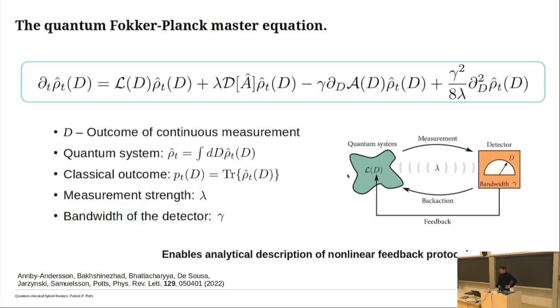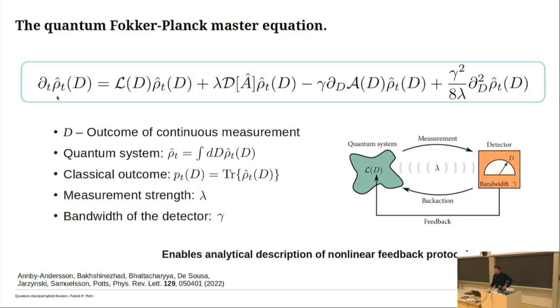Now, the quantum Fokker-Planck master equation may look a little bit intimidating when you first see it, but I would like to now take you through the terms one by one, because we can interpret all of them in a fairly illustrative way. And so I would like to start with the left-hand side, where we have this central object of the equation, this ρ_t(d), which is an operator that is also a function of the measurement outcome d.